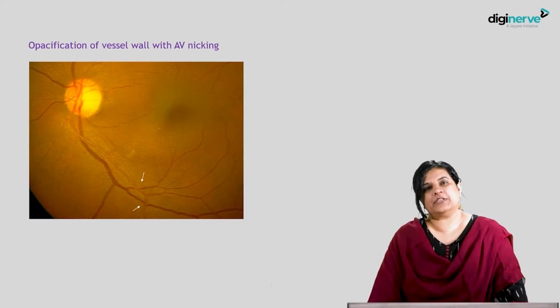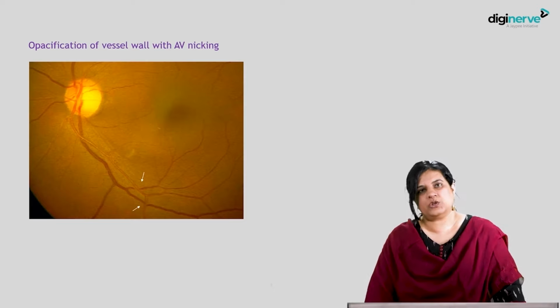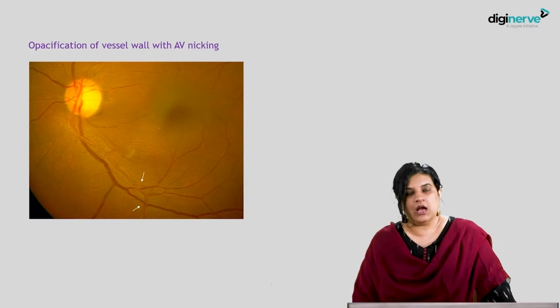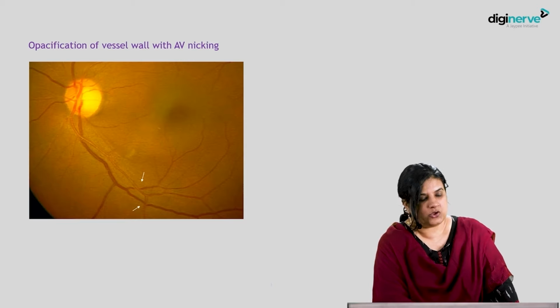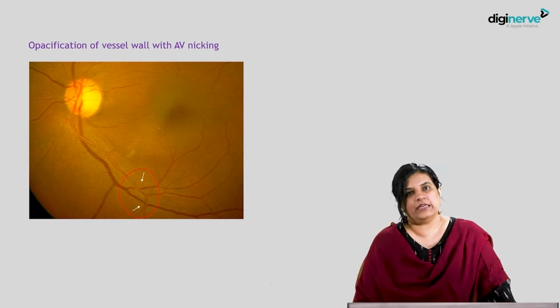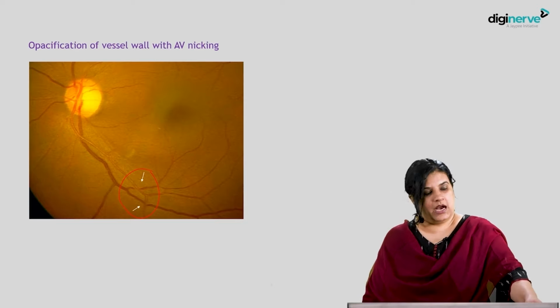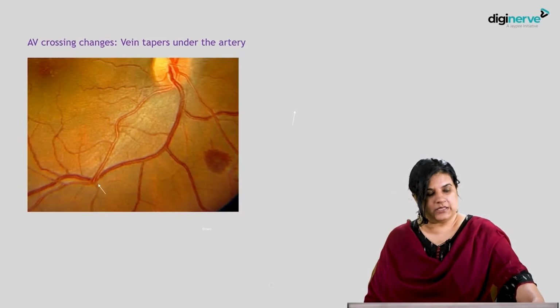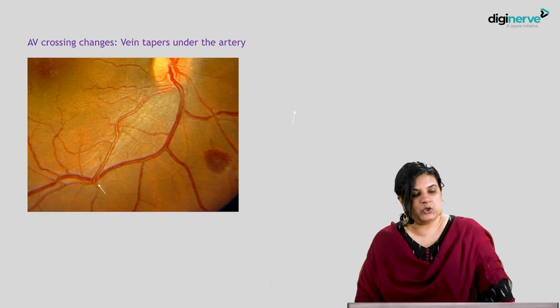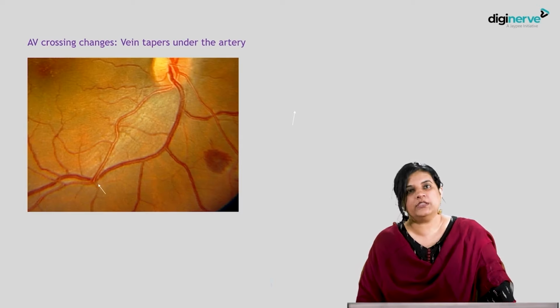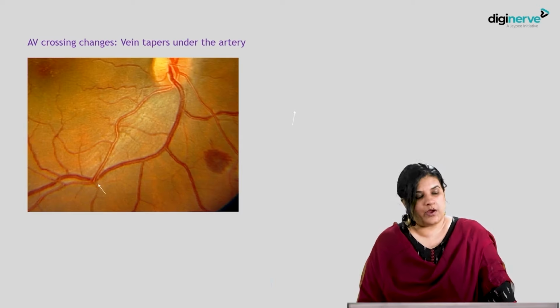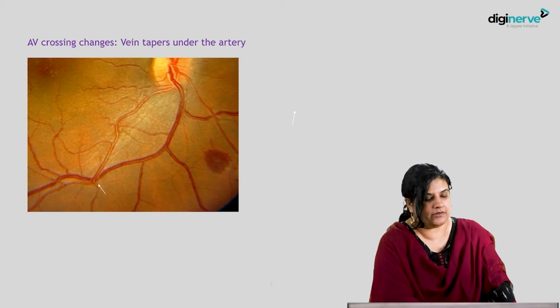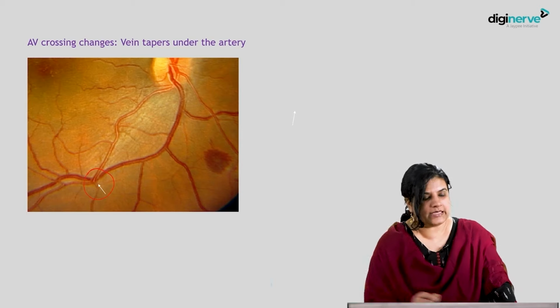Over a period of time, if the changes are progressive, there will be opacification of the vessel wall associated with arteriovenous nicking. So at this juncture where we have these white arrows, there is arteriovenous nicking and you can see a white opacified blood vessel. In this image, we have arteriovenous crossover changes wherein the vein tapers under the artery. Just pay focus at this point.